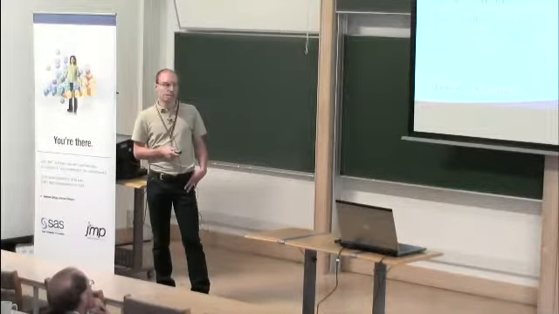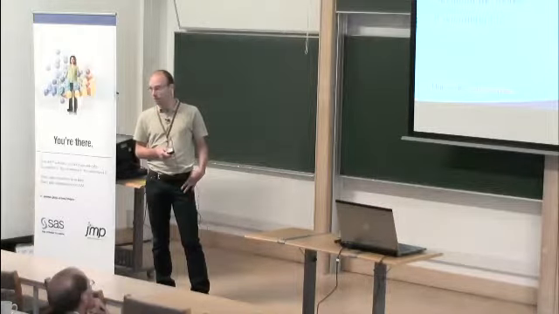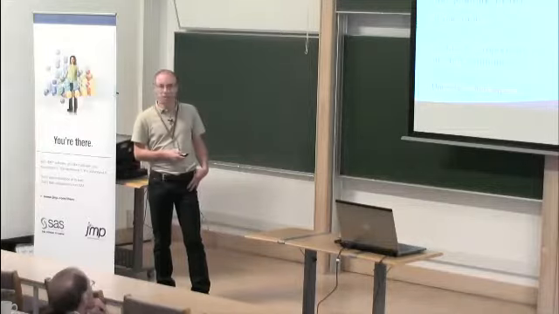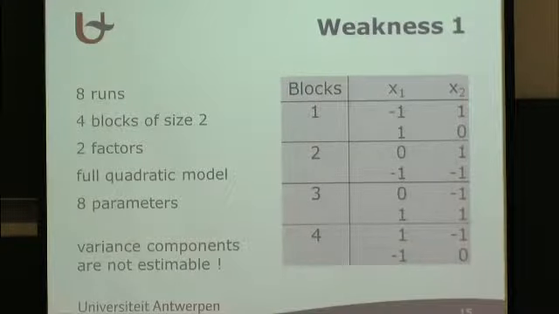If you look at this design, that design does not look too bad. Nothing seems wrong with the design, and yet there is a major problem with the design. With that design, you cannot estimate the variance components, even though you have enough runs to do it. You can't estimate the variance components, so you can't do proper statistical inference. So that's the first major weakness of the old approach to designing split plot and blocked experiments.